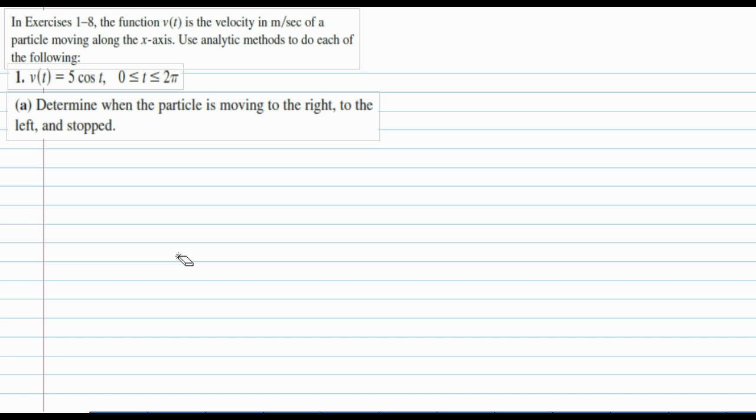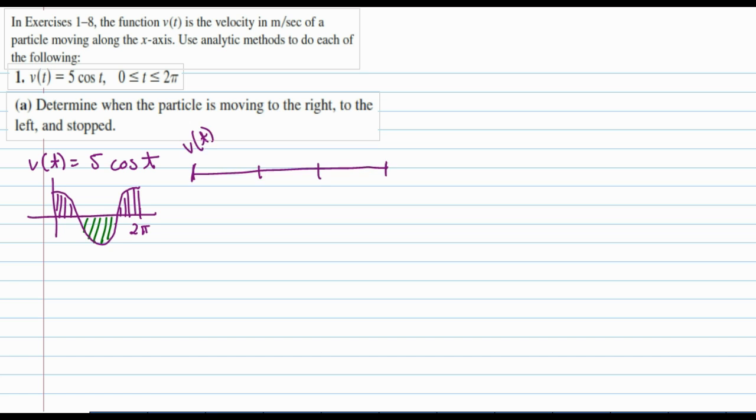So v of t equals 5 cosine of t, and we want t between 0 and 2 pi. Let's just pretend you're not allowed to use your calculator. Well, I know that v of t equals 5 cosine t graphs to look something like this. At 0 it's going to have a height of 5, at 2 pi it's going to have a height of 5 because it's a vertical stretch by 5, and we've got this lump in the middle that's below the x-axis. So determine when the particle is moving to the right, left, and stopped.